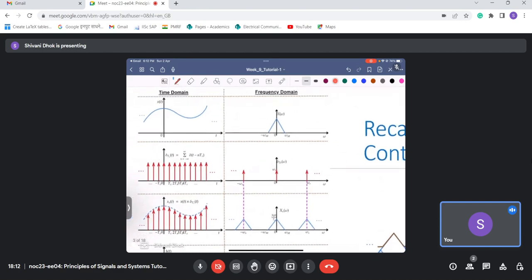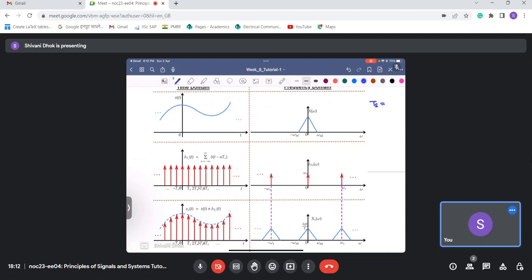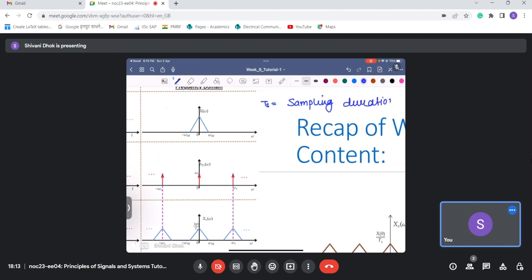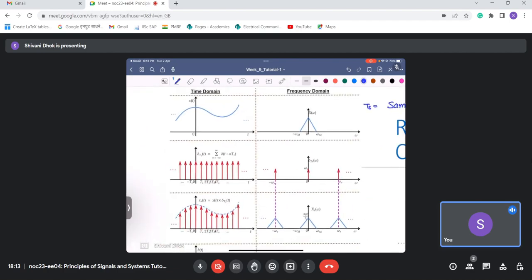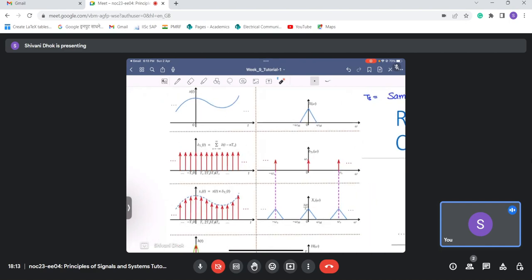Let's say I have a time domain signal which looks something like this. And let's say its Fourier transform is something like this, and it is band limited from minus omega m to omega m. Now, in order to obtain the samples of this signal x(t), we'll consider a train of impulses located at every integer multiple of Ts, and this Ts is known as the sampling duration. When we multiply this signal with this train of impulses, we get the sampled version of the signal, which is something like this. Every impulse takes the value of the signal at that particular impulse location, and that's how we obtain the samples.